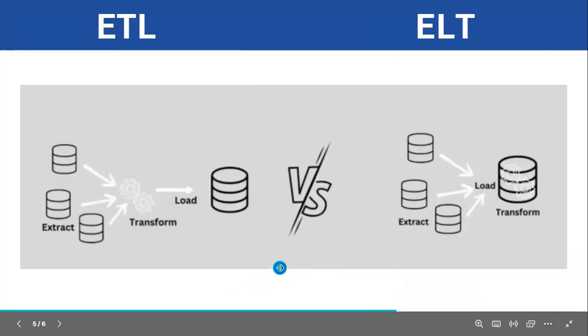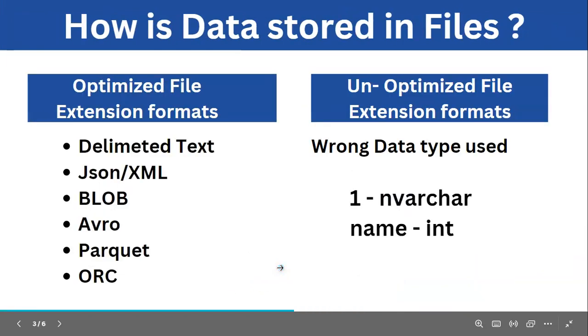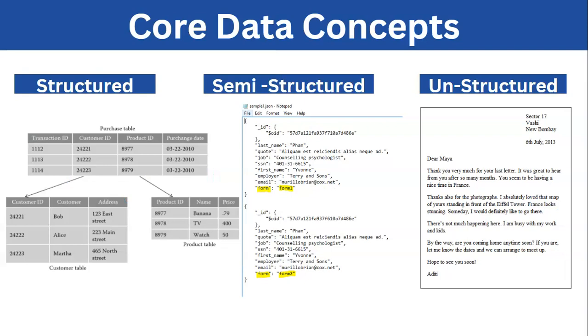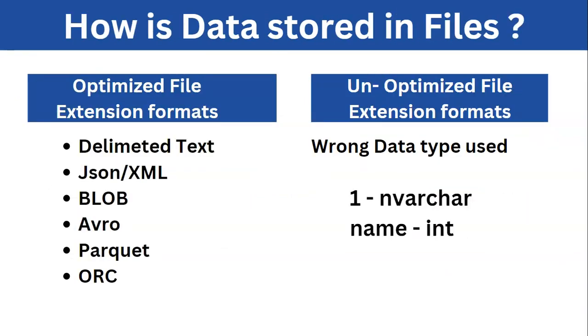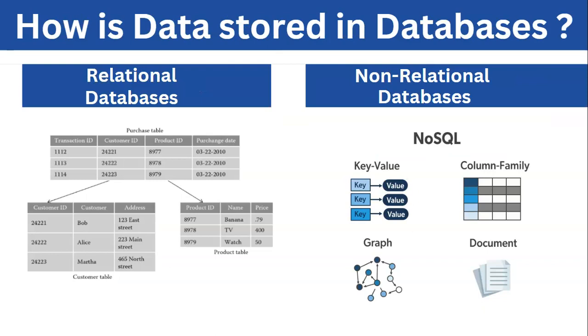So in the first data fundamentals session we have seen the types of data: structured, semi-structured, and unstructured. We have seen the file extensions and what the types of databases are. We have discussed relational databases, and now we are going to discuss non-relational databases.